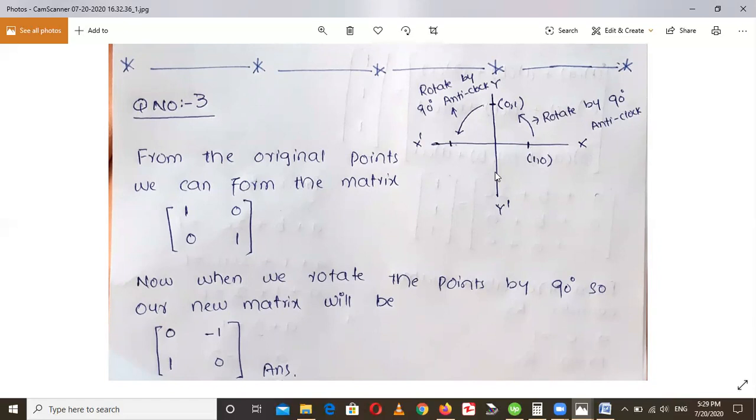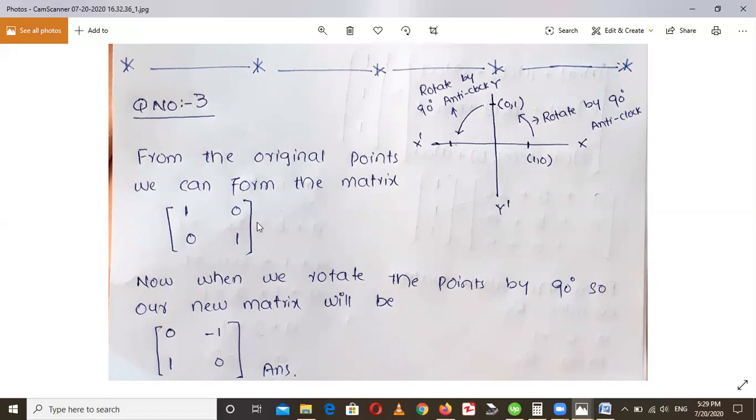Yes, that's why I am telling you. Just wait a minute, I am coming to that point. That we haven't given any source point and we have found the answer. I have taken this point and I have taken this point. Okay. So what will be our matrix from these 2 points?